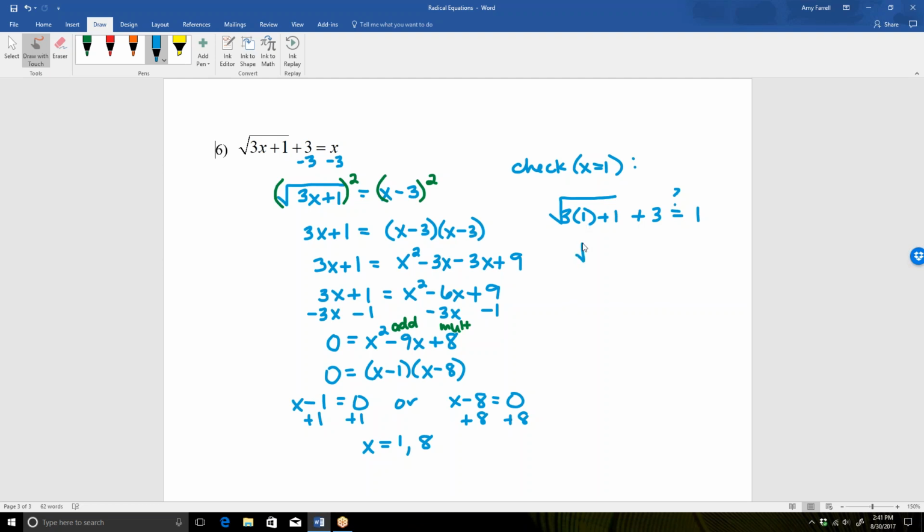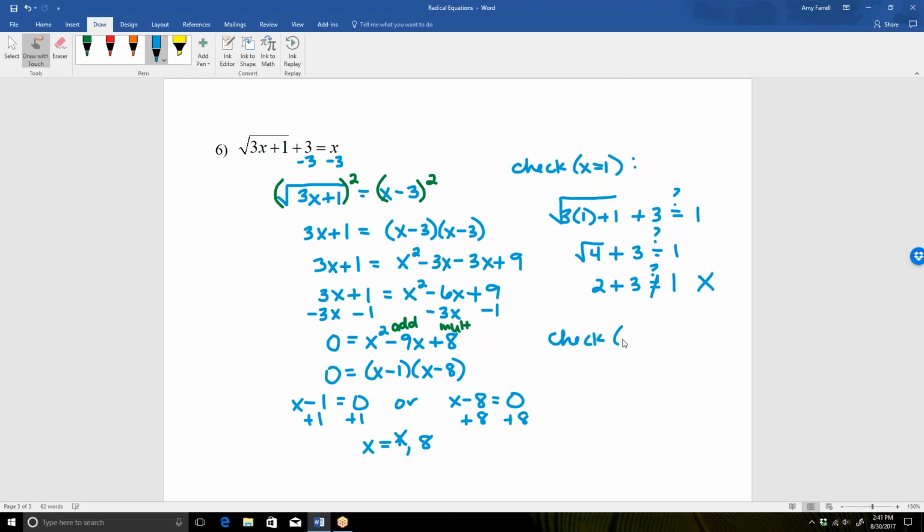All right, so it looks like we're getting the square root of 4 plus 3 equals 1. 2 plus 3 equals 1. Nope, 2 plus 3 does not equal 1. So it doesn't equal 1. That means that x equals 1 is not a solution to this equation.